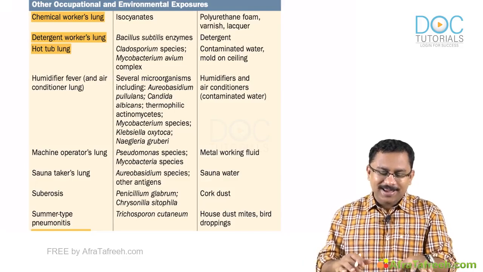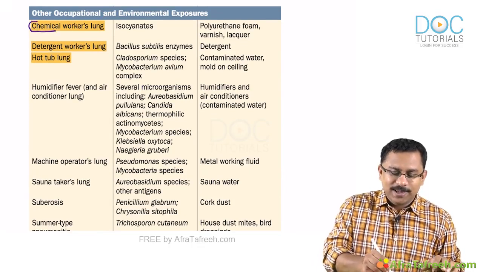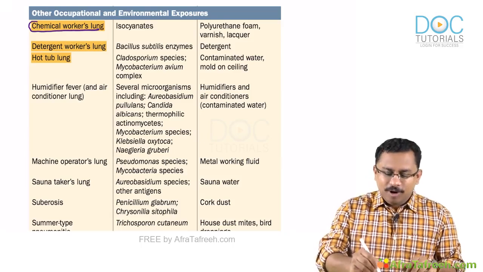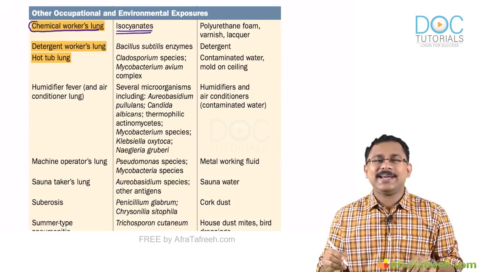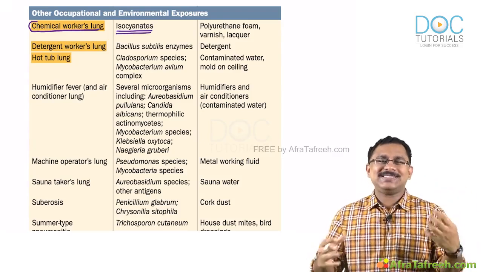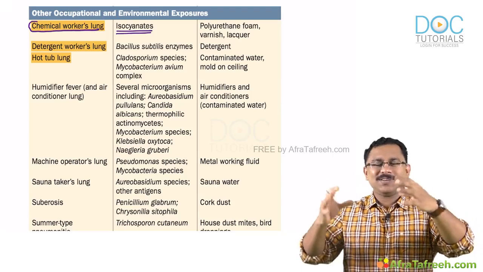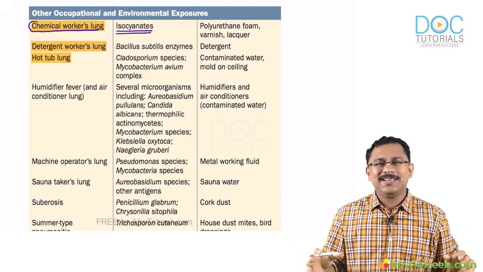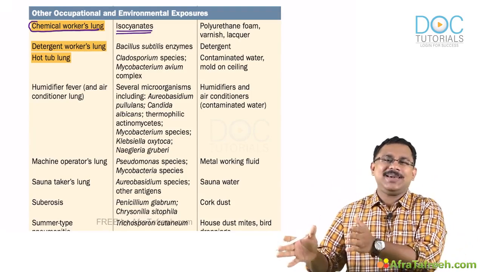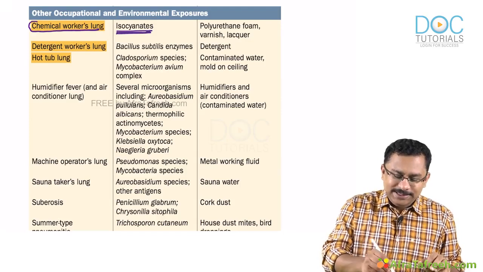And regarding the other occupational exposures, this one is very important, the one that I have highlighted, chemical worker's lung, often the trigger being the isocyanates. Okay, so I told you it is certain occupations, either a farmer or a bird owner, someone who is looking after all these birds, or maybe someone who is dealing with certain chemicals in the industrial factory. Okay, so this is isocyanates.